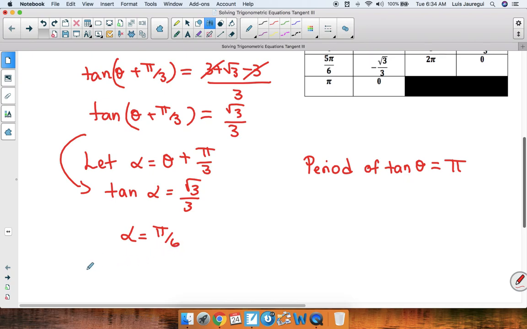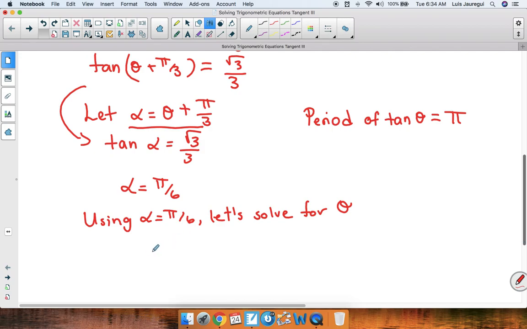Now, using the fact that alpha is equal to pi over 6, let's solve for theta. Now, recall the actual definition of alpha. Alpha was defined to be theta plus pi over 3. So, we're going to say the following. Instead of alpha, we're going to write theta plus pi over 3, and that is equal to pi over 6. So, let's solve for theta. To do so, let's subtract pi over 3 from both sides.